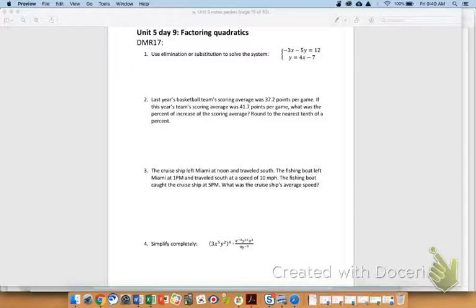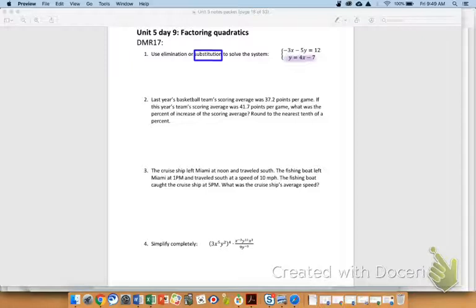Okay, so for number 1, it says use elimination or substitution to solve. I'm going to notice that in this equation that I'm highlighting in purple, the y is already by itself. So since the y is already by itself, I think that this is best set up for substitution. So that's what I'm going to use.